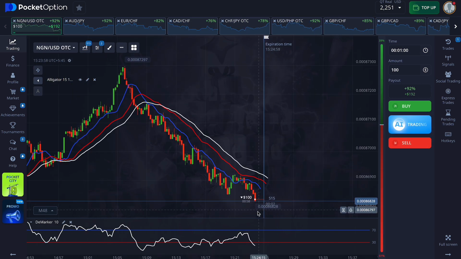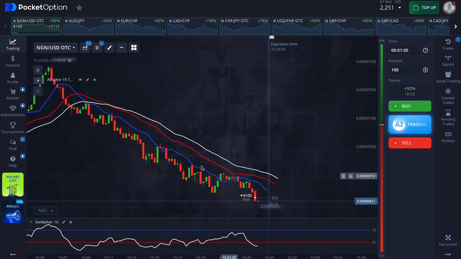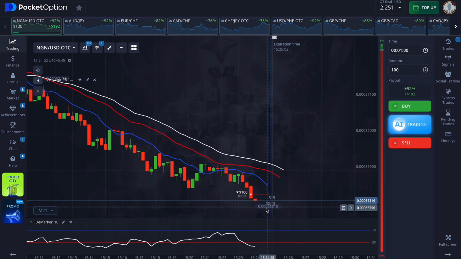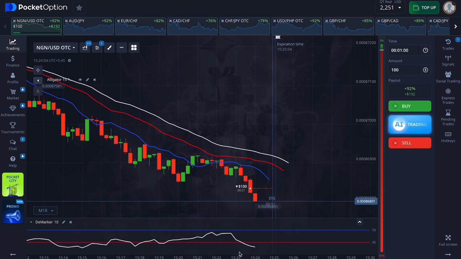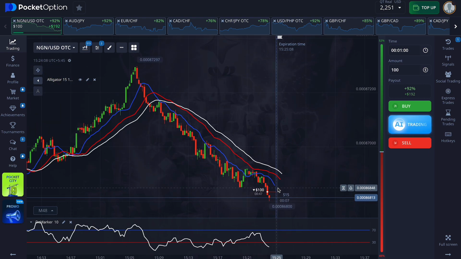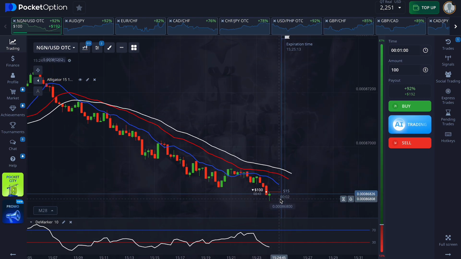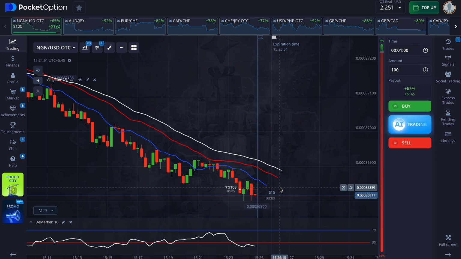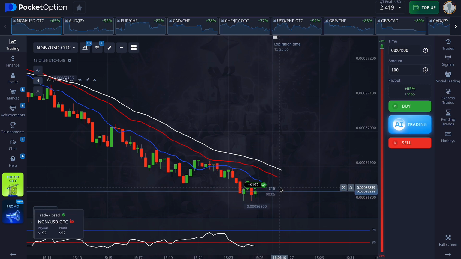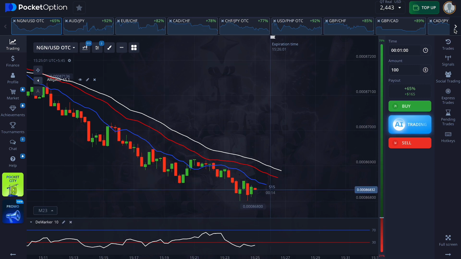Okay, as you can see here, I have sold because it's going down, and the DeMarker is also going down, and the alligator is also going down, so this will most probably go down. Let's see what will happen. Okay, I think this will be a close call, but we had made another profit.